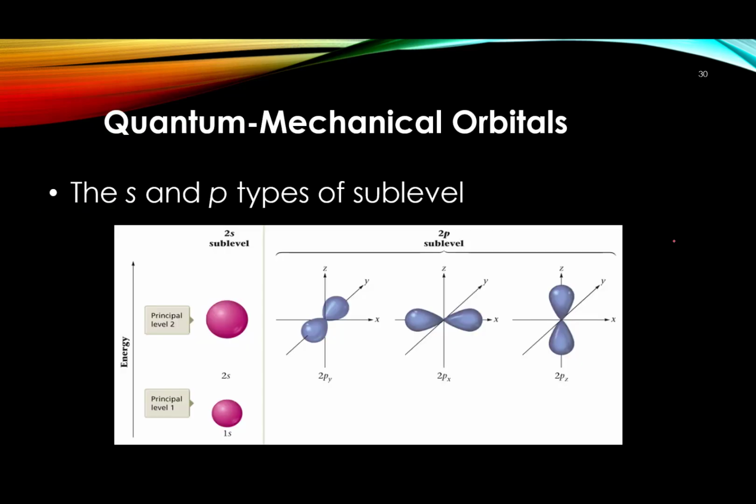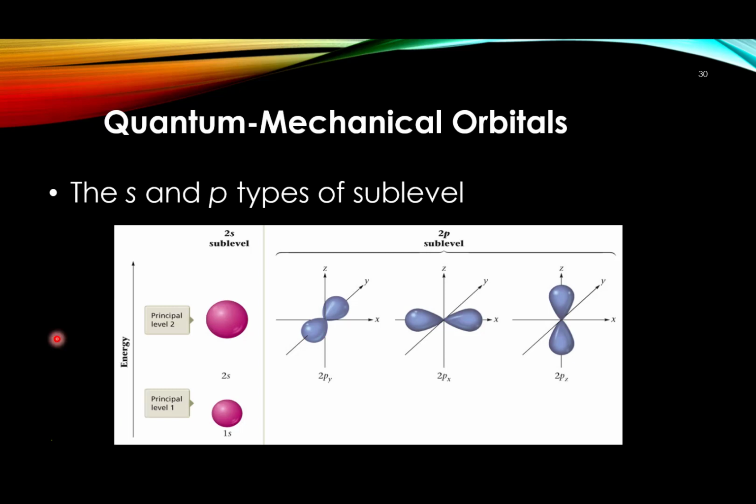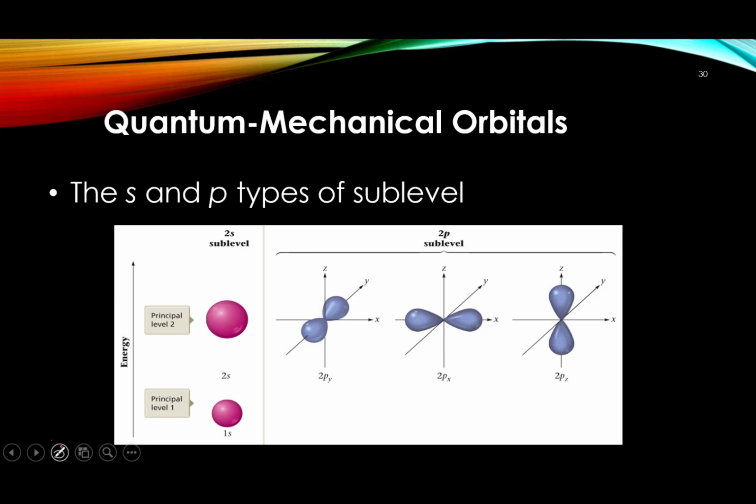Now, one more time, let's talk about the S and P sublevels. S is a sphere shape. As you could see, 1s is smaller in size than 2s, or in other words, as the principal energy level increases, the size of the s orbital also increases. Then the s orbital is just one box. Okay, that's the s orbital.